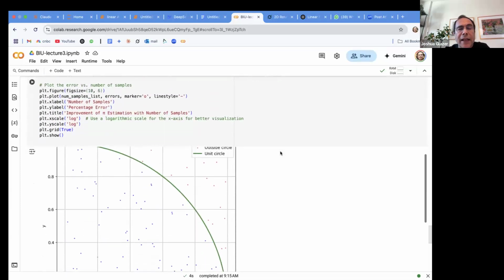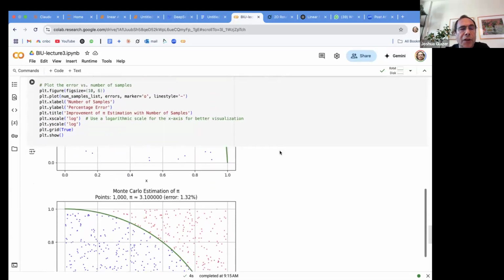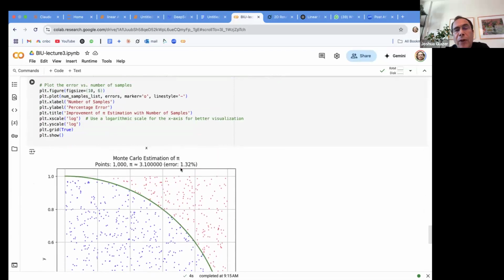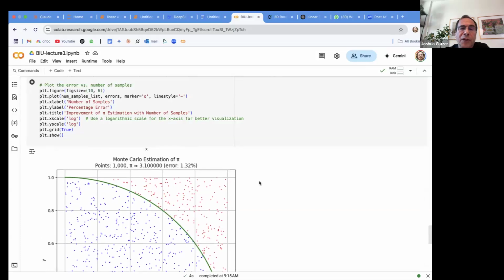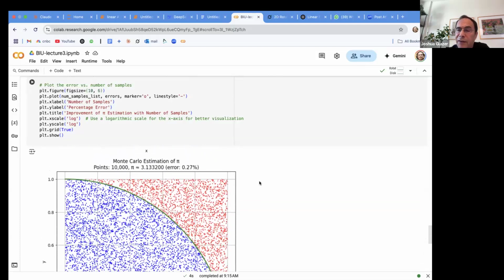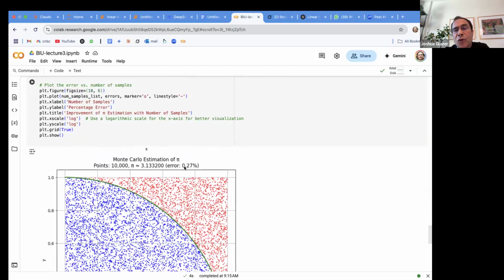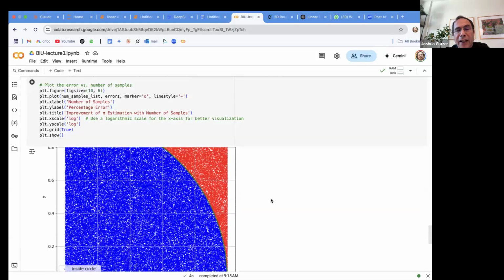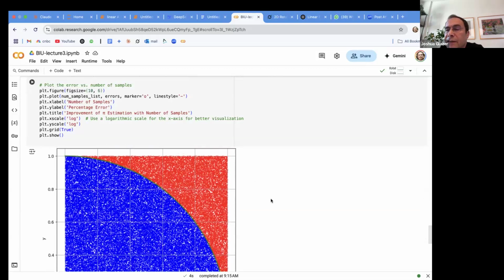But I then asked it to do some more calculations. So here we already have 1,000, okay? And now we have 1% mistake. Error of 1%, 1.3, sorry, 1.32%. Okay, and here pi was 3.1. And I think we did another calculation for 10,000. And now we have 0.27 error. And for 100,000, we get a small error as well. And look how nice it is. Now the beauty, everything you see here was done with a one-line prompt.